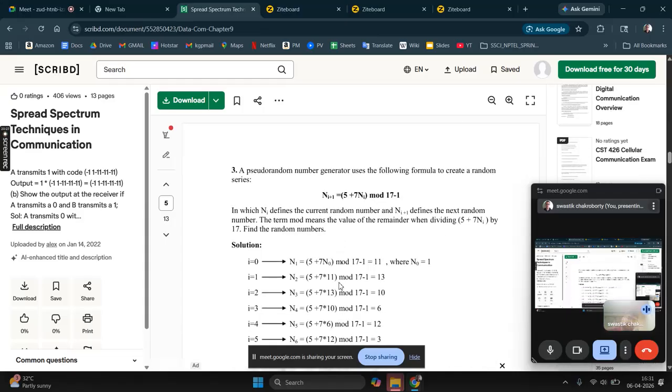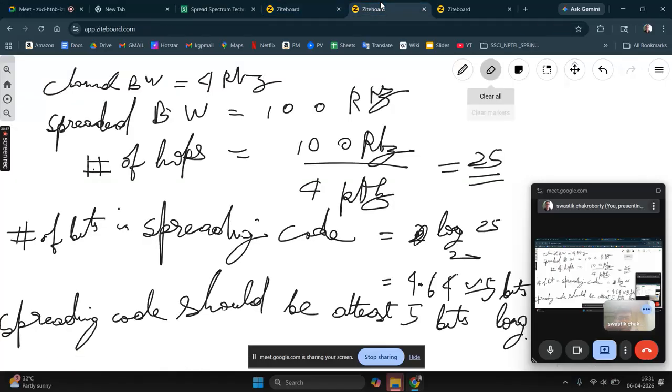Next, a pseudo-random number generator uses the following formula to create a random series. N(i+1) equal to (5 + 7 Ni) mod 17 minus 1. So Ni is the current random number. You multiply by 7, add 5, and the remainder, when you divide that result by 17, you subtract 1 from it to get the next number. So that is the rule. So what are the random numbers?